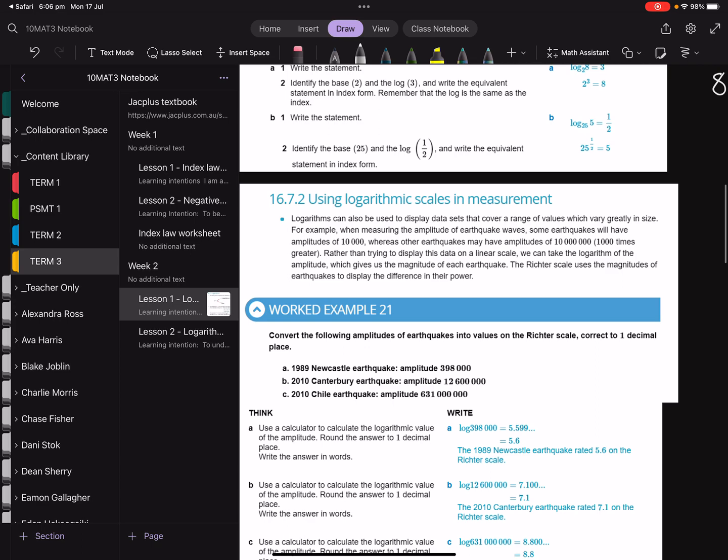All right. Second point, using logarithmic scales in measurement. Logarithms can also be used to display data sets that cover a range of values which vary greatly in size. For example, when measuring the amplitude of earthquake waves, some earthquakes will have the amplitude of 10,000, whereas other earthquakes may have amplitudes of 10 million, 1,000 times greater. Rather than trying to display this data on a linear scale, we can take the logarithm of amplitude, which gives us the magnitude of each earthquake. The Richter scale uses the magnitudes of earthquakes to display the difference in their power.